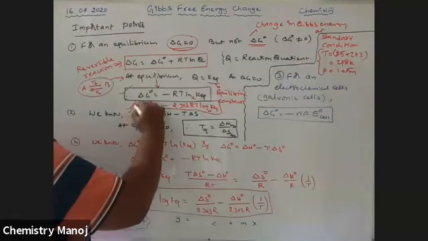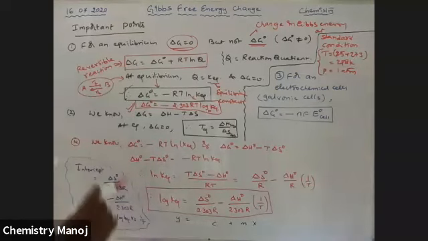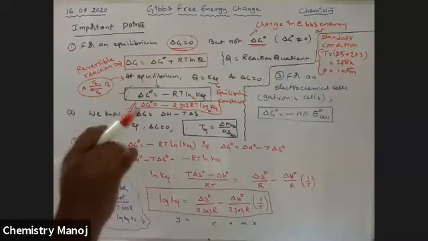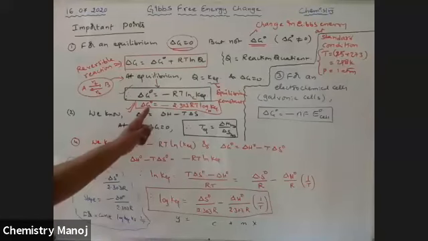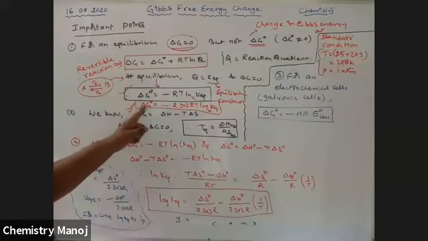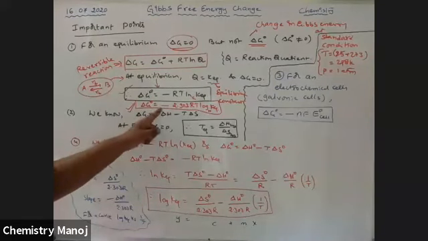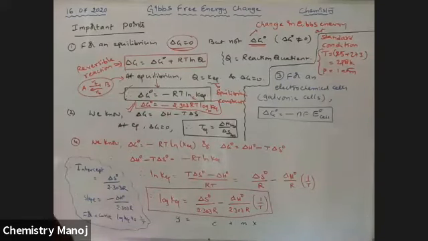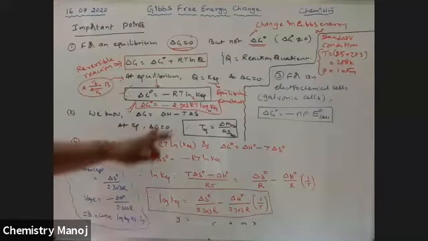This is the most important bit. A number of problems will appear in your equilibrium concept. So this is the formula: standard change in Gibbs energy is equal to minus 2.303 RT log equilibrium constant. Okay, so that is one way.